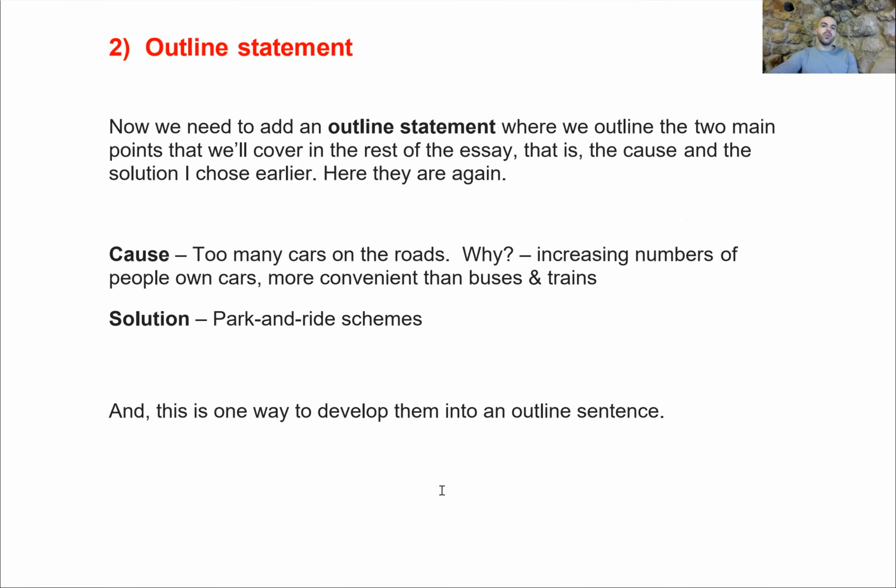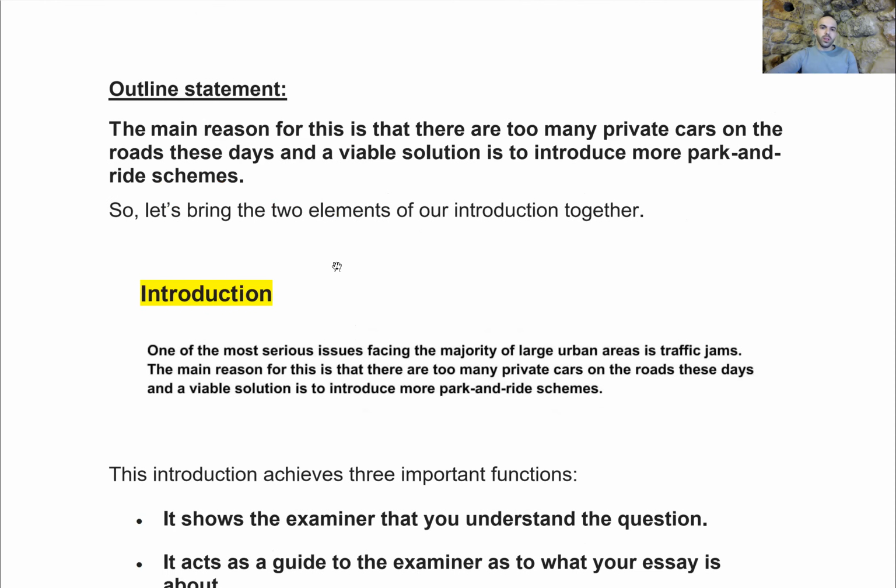Okay, so now let's just write the outline statement. The main reason for this is that there are too many private cars on the roads these days. And a viable solution is to introduce more park and ride schemes. So that's the outline statement. So now let's bring the two elements of our introduction together.